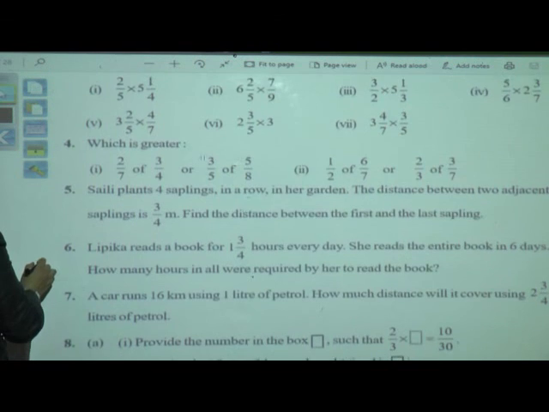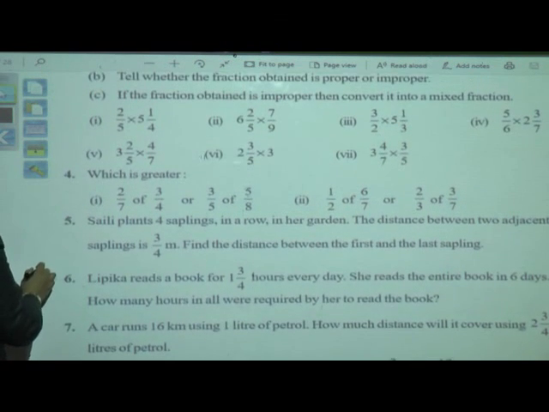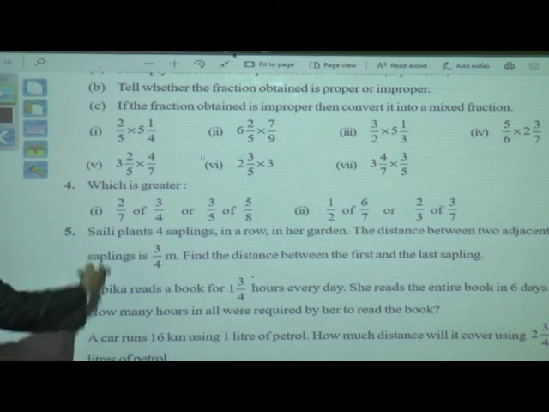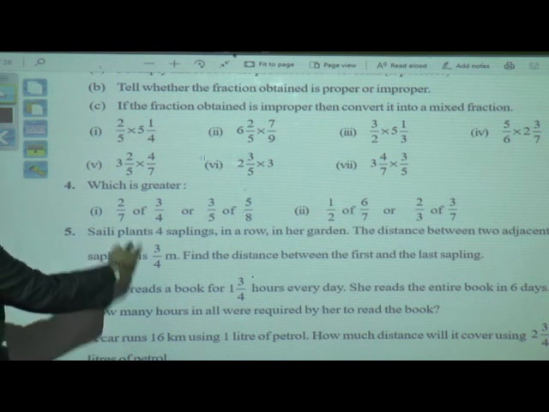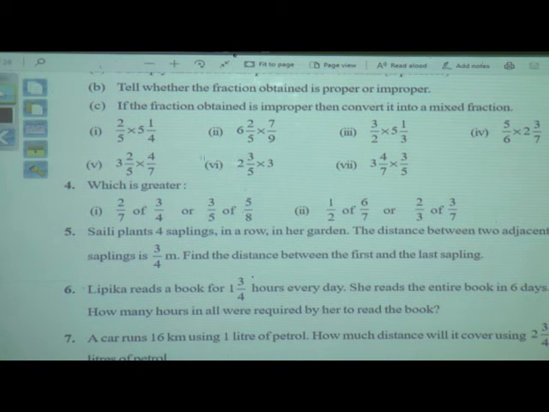Now, we have to see which is greater. Which is greater? How will we understand? First, we have to make the denominators of both fractions the same.